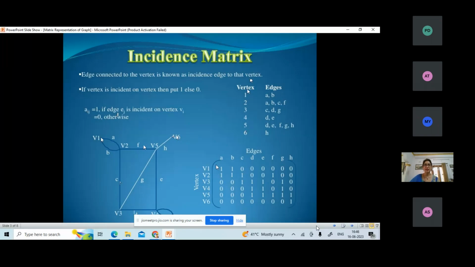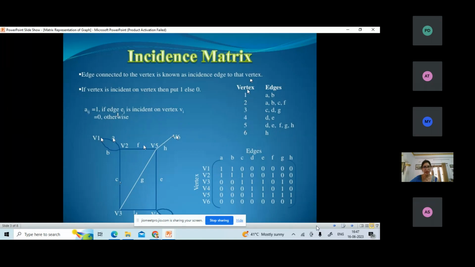This is the matrix representation of this graph. This is a matrix between vertices and edges. The edges are A, B, C, D, E, F, G, H, and the vertices V1, V2, up to V6.